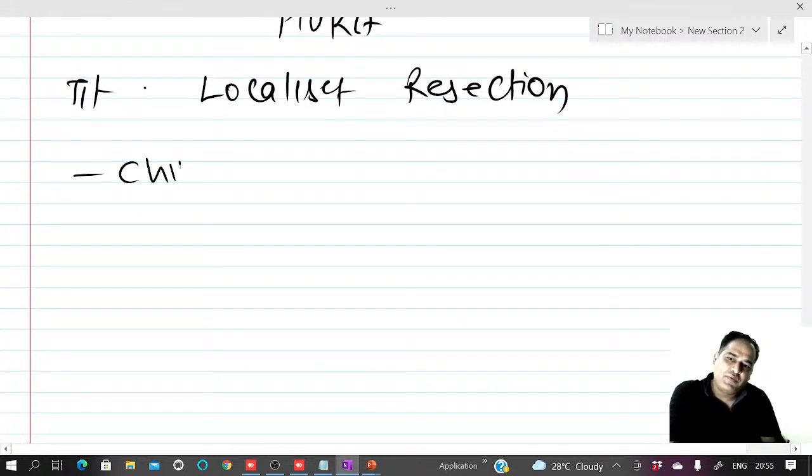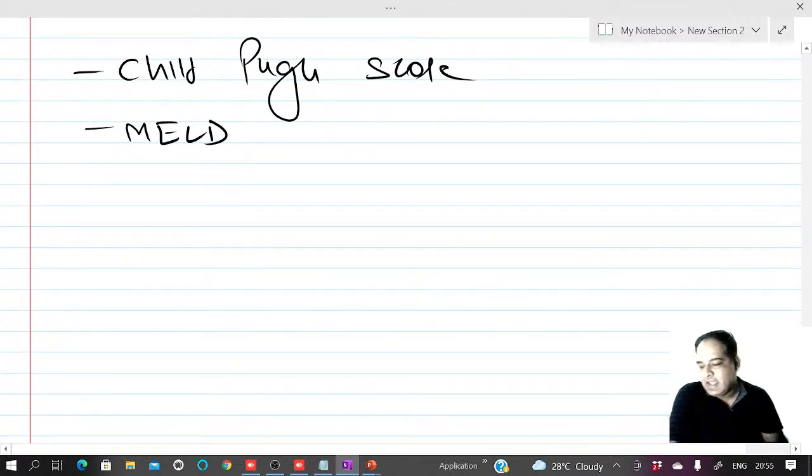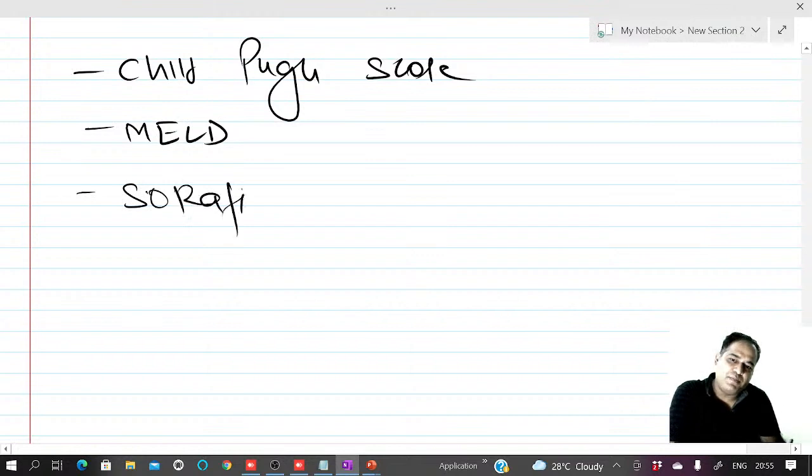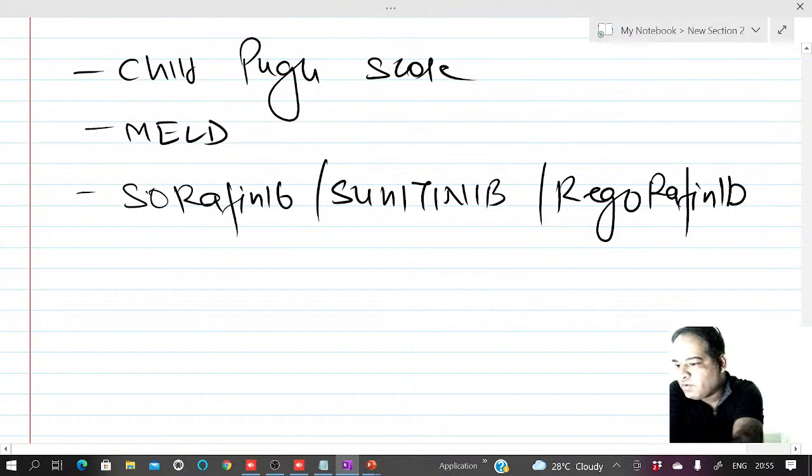Otherwise, we will totally remove it. Fine. So, before doing any surgery, we must check the Child-Pugh score and the MELD score, Model for End-Stage Liver Disease. Fine. Now, chemotherapy available is sorafenib, sunitinib, fine, regorafenib.